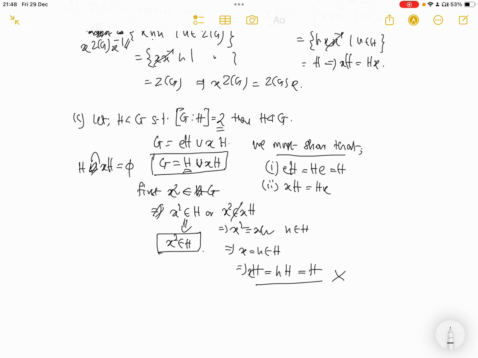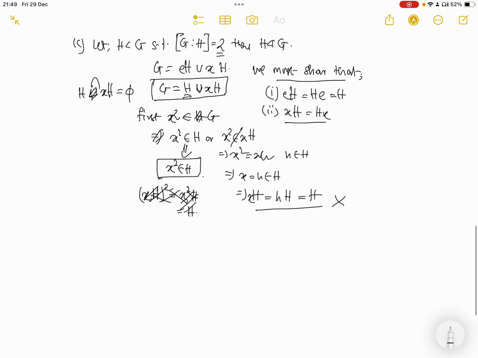And thus now it's easy to see, right? Because then (xH) square would be just x square H. This means you are just squaring all the elements of xH, and this is H. And so now I don't need to do all this because x square is in H, so xH has to be equal to Hx because Hx has no other option. Hx has to be one of them, and because x is not in H, it cannot be H, so it has to be xH. So yeah, that's easy to see. And now we get that this is true.